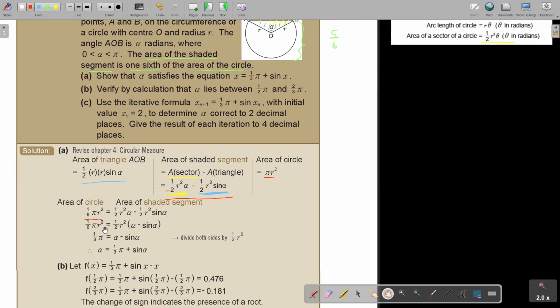So if I simplify, I'm taking out, so can you see, there's a half r squared, so I take it out and I'm left with this. And then I'm basically just dividing both sides by a half r squared. So I'm ending up there with 1 over 6 pi r squared divided by a half r squared.